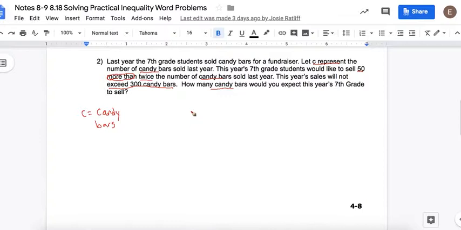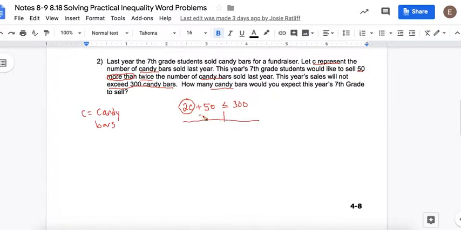7th graders to sell. So we know it's not going to exceed 300, so that's going to be what our inequality is going to be. So we have to write 50 more than twice the number of candy bars, so 2C plus 50. And if we don't want to exceed 300, we have to be less than or equal to 300. We don't want to go over 300. So circle your variable and draw your t.